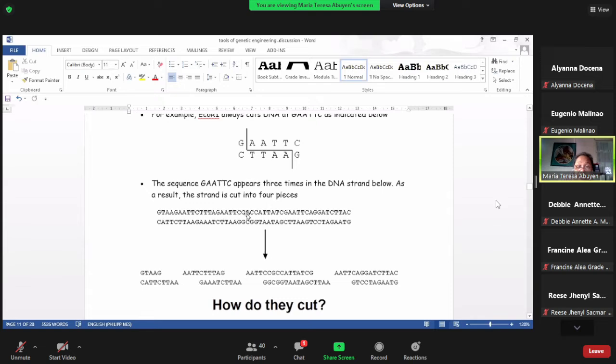1, 2, 3. GAATTC. And it was able to form 4 segments or 4 fragments of a DNA. 4 DNA fragments. How do they cut?